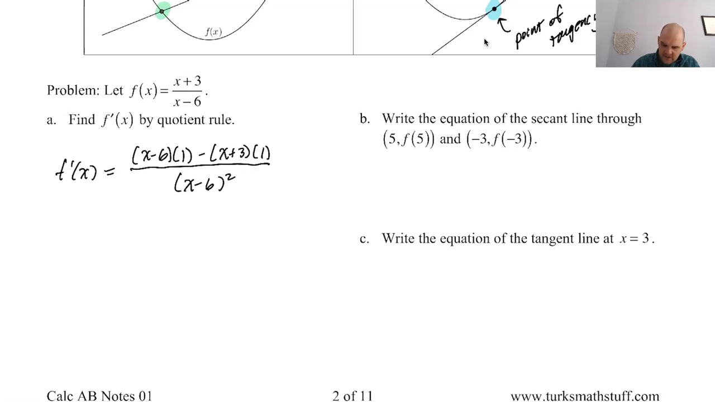Okay, so where did things come from? We have a bottom function and we have a top function, right? And so where did things come from? It was bottom times derivative of the top minus top times derivative of the bottom, all over the bottom squared. So that's where everything came from.